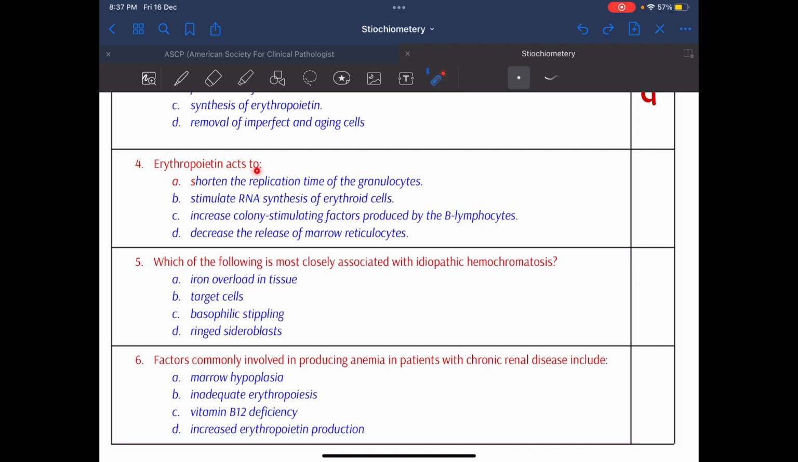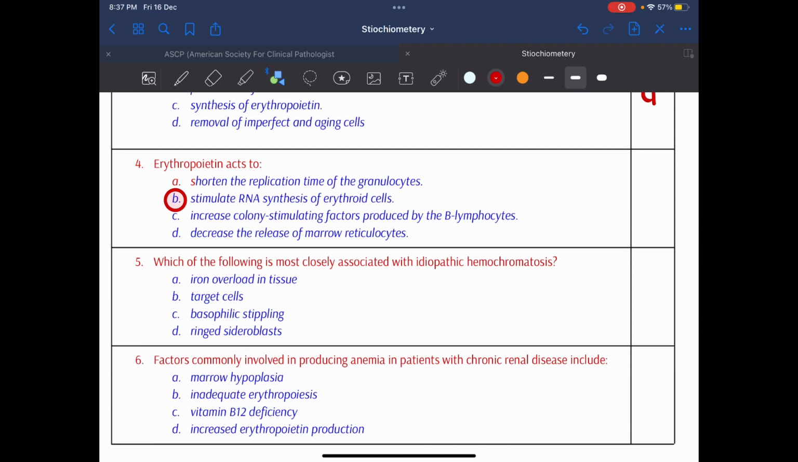Erythropoietin acts to shorten the replication time of the granulocytes, stimulate RNA synthesis of erythrocyte cells, increase colony stimulating factor produced by T lymphocytes, decrease the release of bone marrow reticulocytes. So the correct answer is B. Stimulate RNA synthesis of erythrocyte cells.